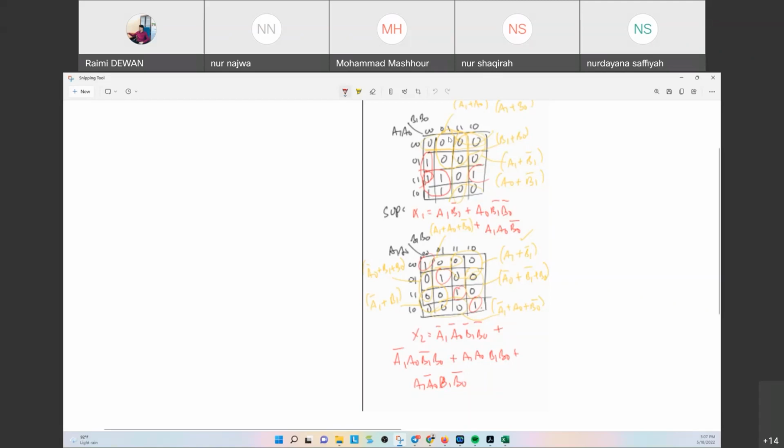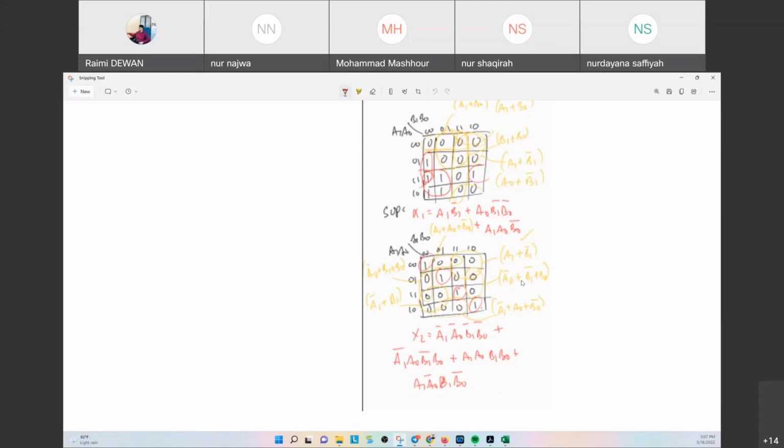Okay, so do you guys get the same K-map for the comparator? Anyone? Maybe a few of you answer me because I don't know. Is it correct, this K-map? I mean, do you guys get almost the same?